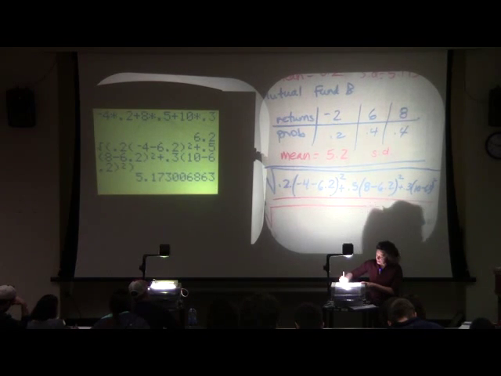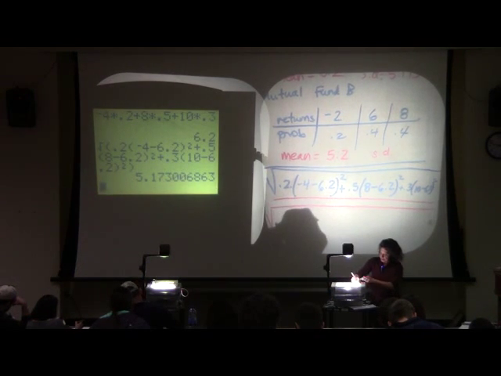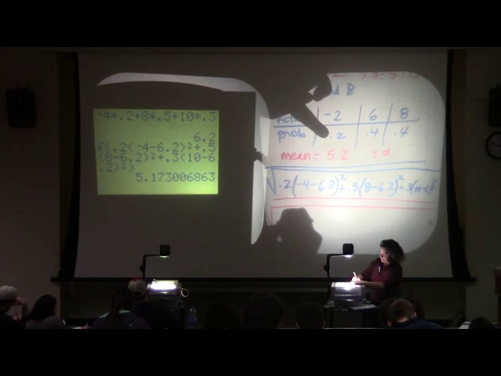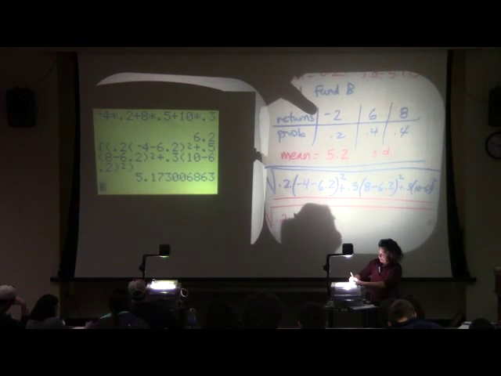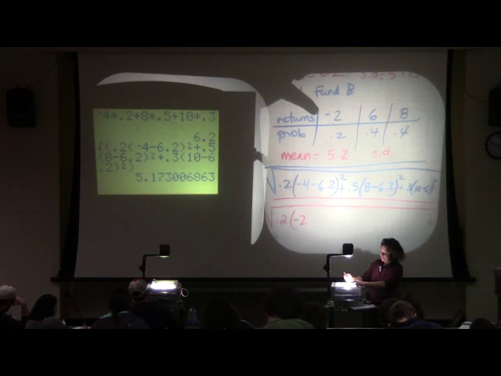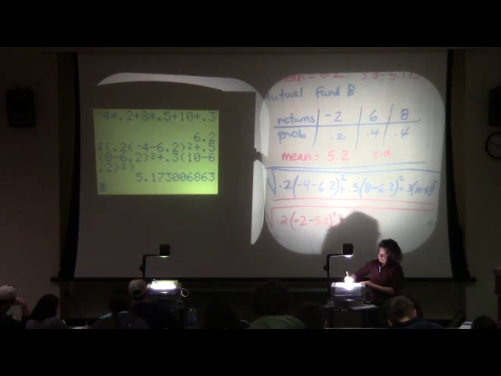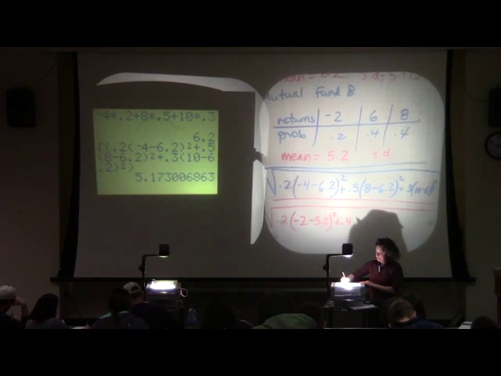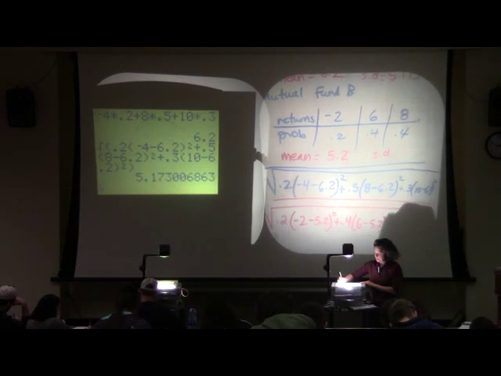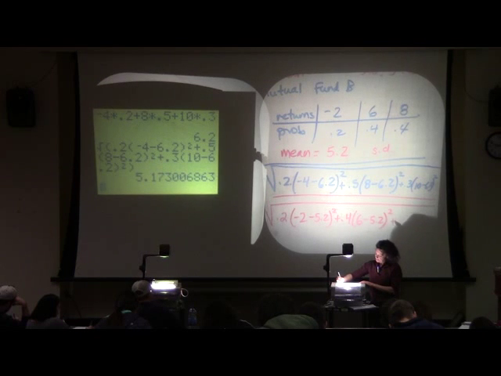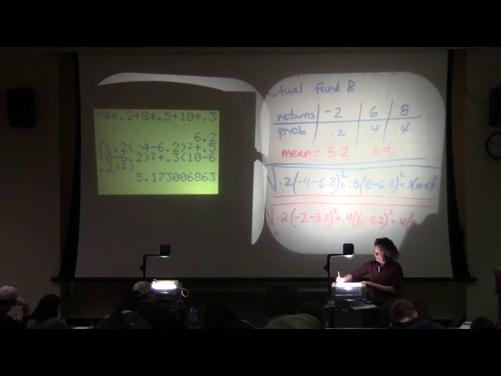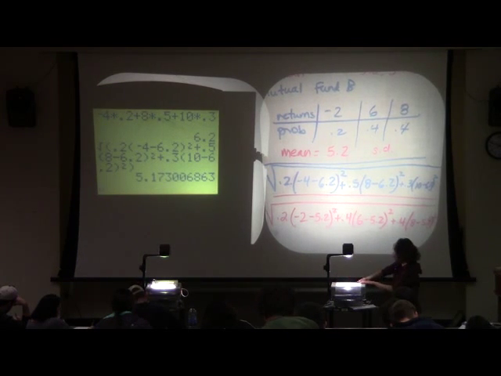It's the square root of, okay, I'm doing mutual fund B. I take my first probability. I take my first x value. What's my mean for this guy? 5.2. And square it. Plus my second probability, my second x value minus the mean and square it. Plus the third probability and my third x value minus the mean and square it.